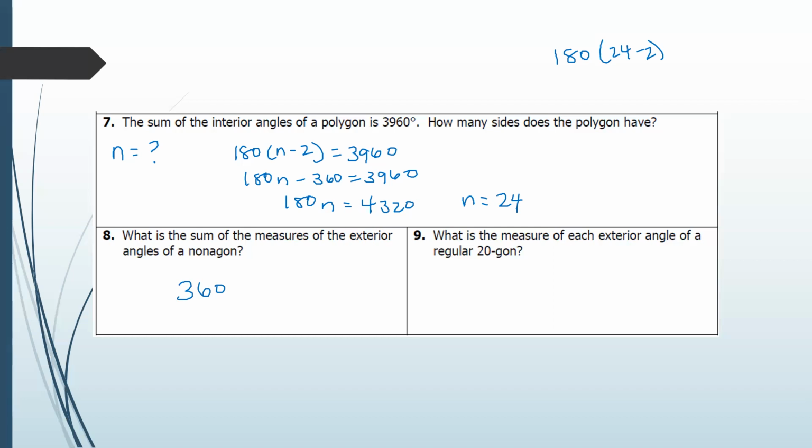Okay. Number 9, what is the measure of each exterior angle of a regular 20gon? Well, I know that the sum, when I add all those exterior angles together, is going to be 360. And how many exterior angles are there? 20. They're all the same size. So 360 divided by 20 is 18 degrees.